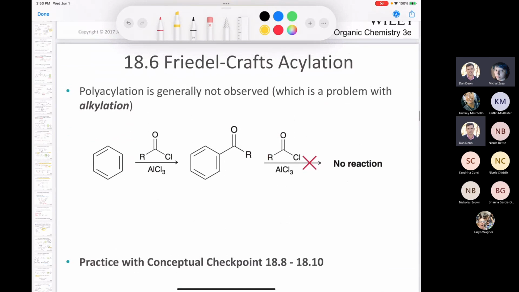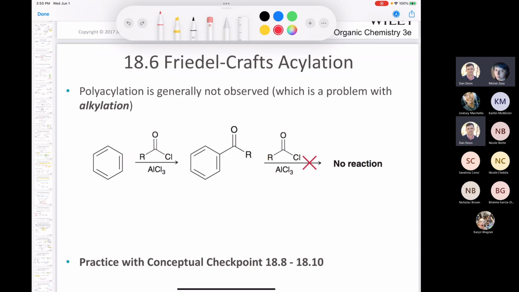And the thing is, it says here that for the Friedel-Crafts acylation, polyacylation is generally not observed. Remember how I told you if you added an alkyl group, like a tert-butyl group, that it would keep adding and adding? Well, if you add an acyl group, it usually doesn't keep going. The reason is that the acyl group is deactivating. It renders the aromatic ring less reactive.